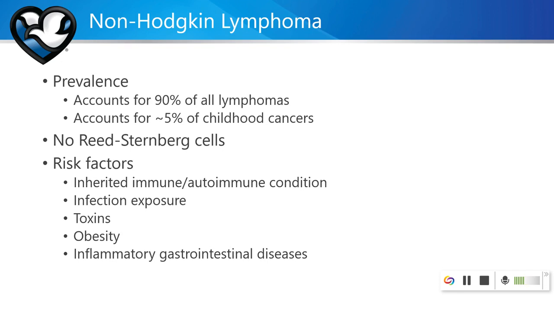Non-Hodgkin lymphoma can start at any age and in any lymph node, but is most common in middle-aged to older adults and accounts for 90% of lymphomas and is more prevalent in whites compared to other ethnic groups. With non-Hodgkin lymphoma, there are no Reed-Sternberg cells, and risk factors for development include the presence of an inherited immune or autoimmune condition, infection exposure such as H. pylori, toxins such as hair dyes or agricultural pesticides, obesity, and inflammatory GI diseases such as Crohn's.